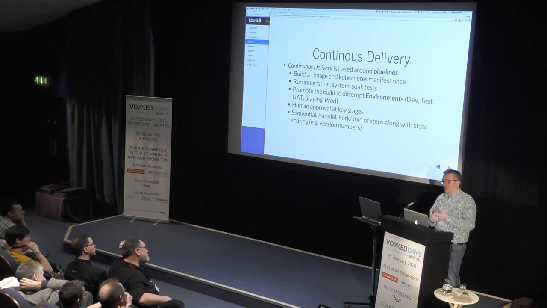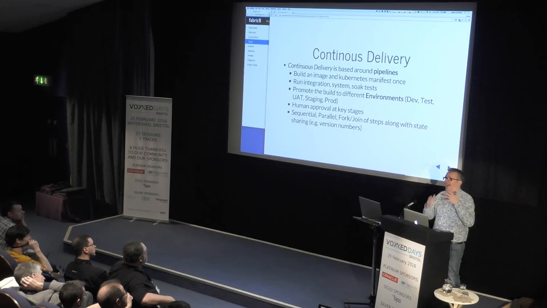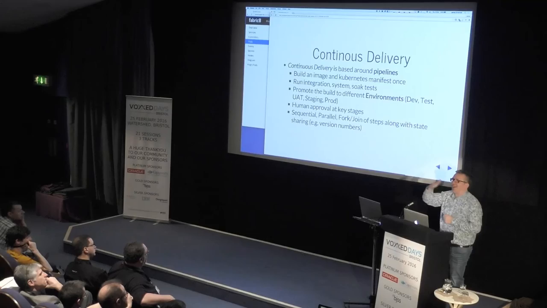Like, I want to run a soak test and a load test and a user acceptance test in parallel. And then with human approval, if all of that works, I'm going to move it to the staging environment. And then with human approval, I'm going to move it to production. So it's that kind of automating the flow of software through the environments you need for testing and then into production or pre-production.